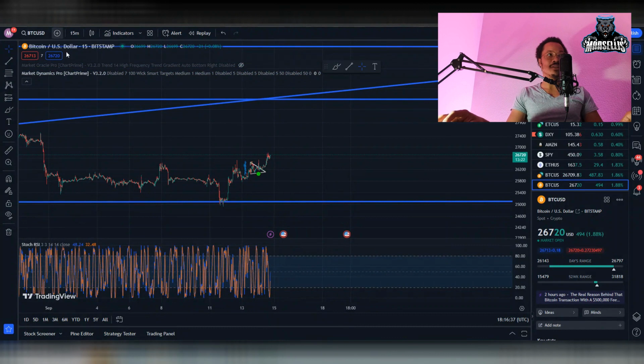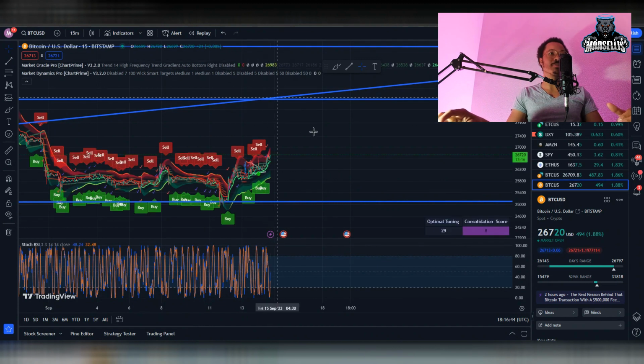Now, obviously, right now it seems like it's bullish, right? But this is a bullish fake out. This is a bull trap, and you really want to pay attention to that. So let's bring back the indicators here.